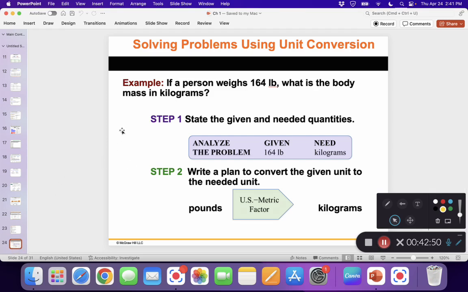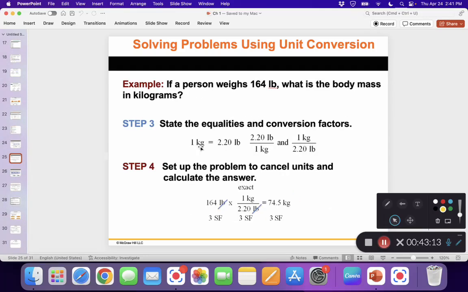So let's see one example. If a person weighs 164 pounds, what is the body mass in kilograms? If you analyze the problem, 164 pounds is given, kilograms is what you have to come up with. So you have to convert the pounds into kilograms, right? How to convert that? You have to bring an equality. 1 kilogram is equal to 2.20 pounds. Now you can write that equality in these conversion factors.